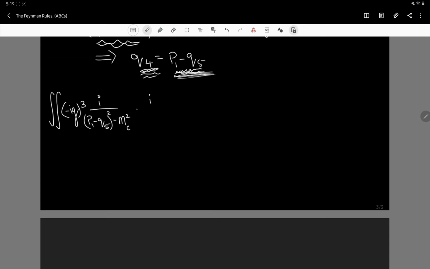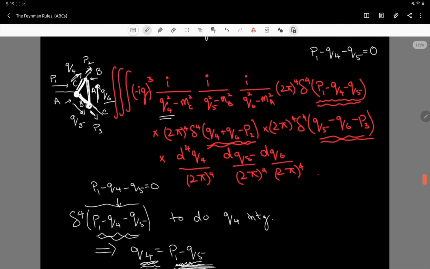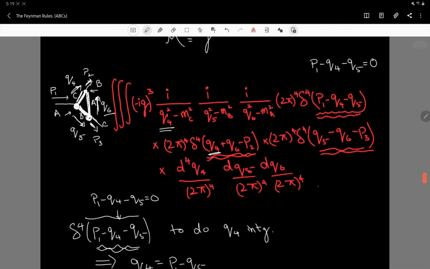Right, okay, so now you would have q5 squared minus mb squared iota over, nothing happens over here as well, q6 squared minus m a squared, right? And then you have these things, 2 pi 4 delta, you would have p1 minus q5 for this q4, right? If I go back over here, this q4 is replaced by that.